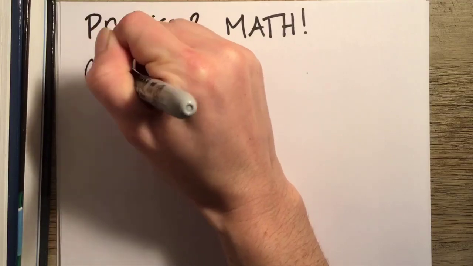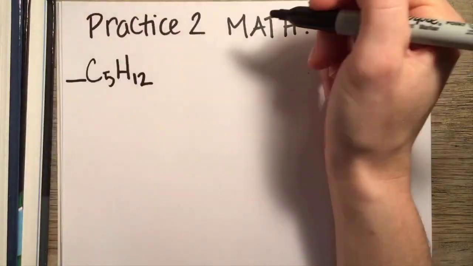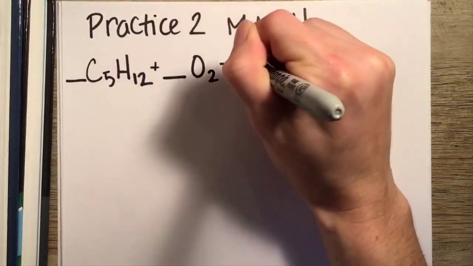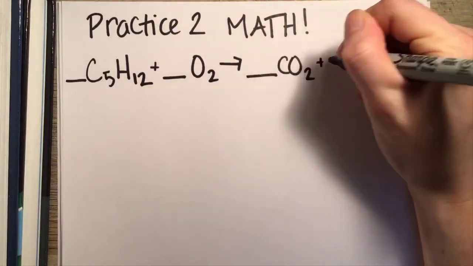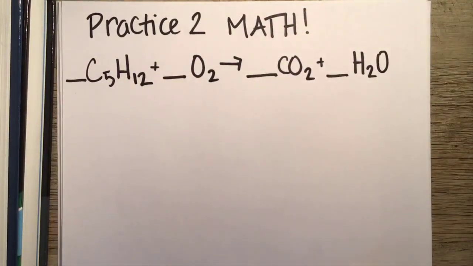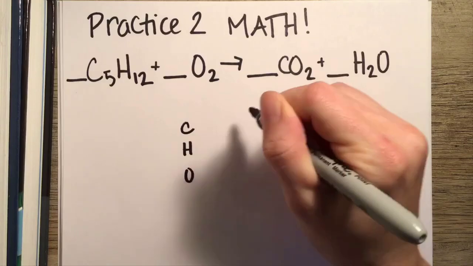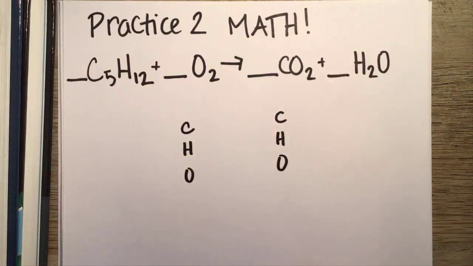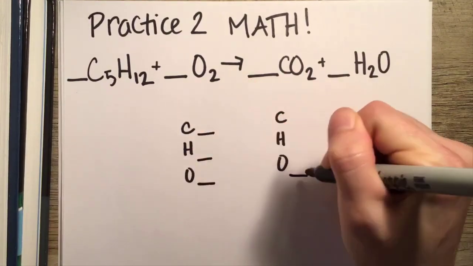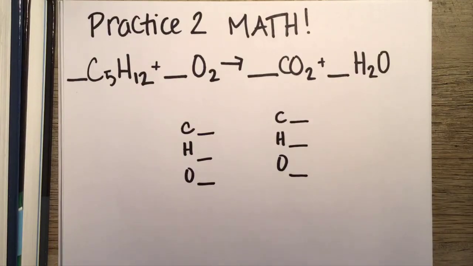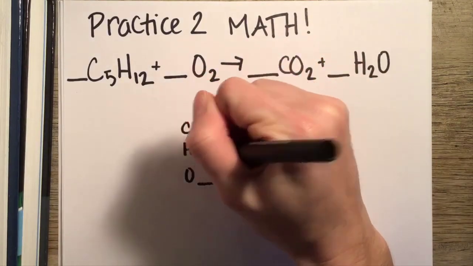Let's do a slightly more difficult problem, and let's do it the math way. This is more difficult just because particles are getting bigger. It's not actually really that much more difficult. So carbon, hydrogen, oxygen, carbon, hydrogen, oxygen. Let's do my counts. C5H12 plus O2 reacts to form CO2 plus H2O.